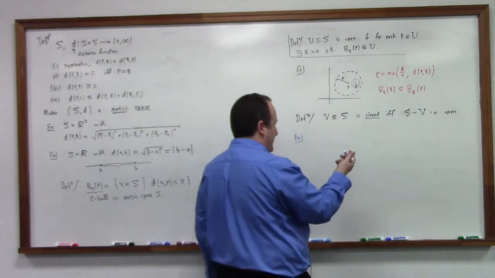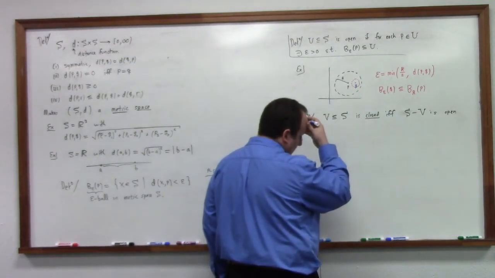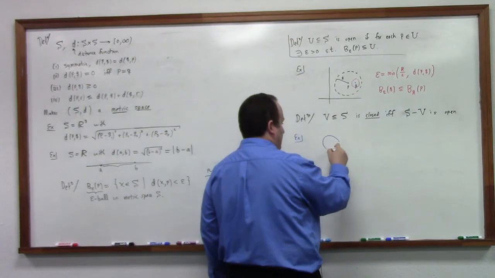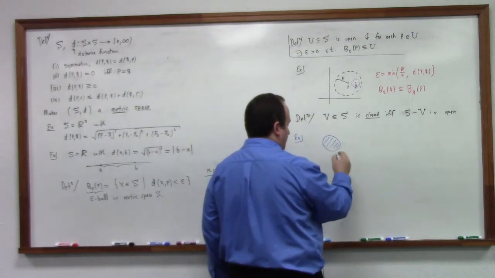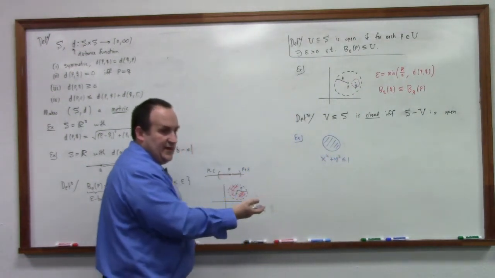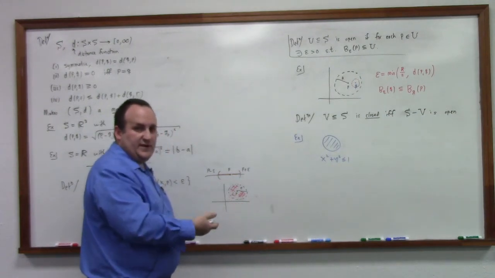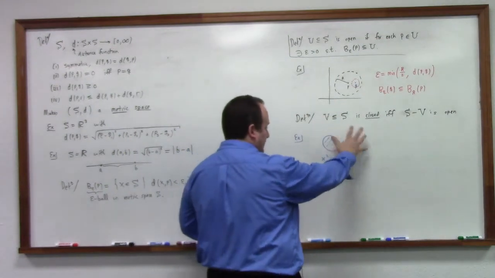check this out, for example. Take the closed disk in R2. Closed disk, right? Like this. So x squared plus y squared less than or equal to 1. That is a closed set in R2, because its complement is open. How do I know its complement is open? What's the complement of this in R2?